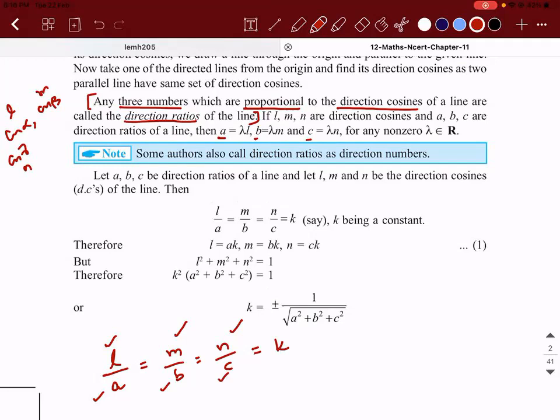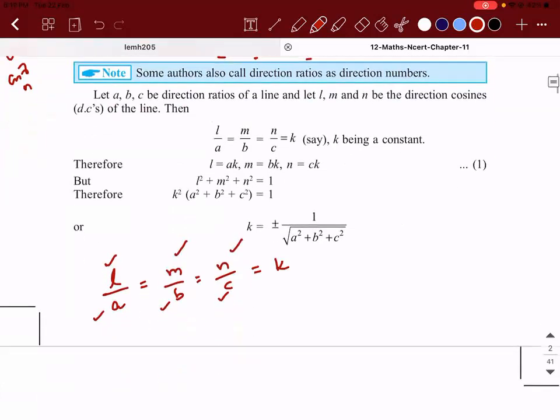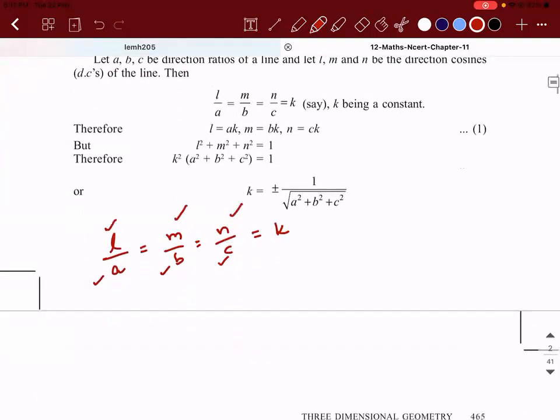Am I clear? Yes, sir. Am I clear with this? I'll slowly come into the concept of how to find them. That's a different story. But you need to first understand the definition of it and the actual significance of it.